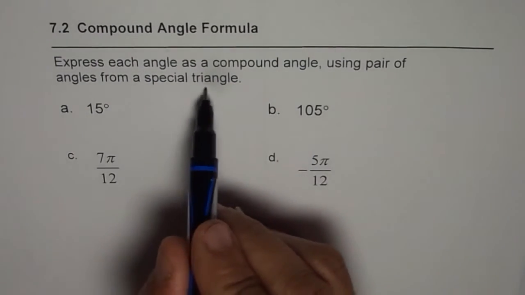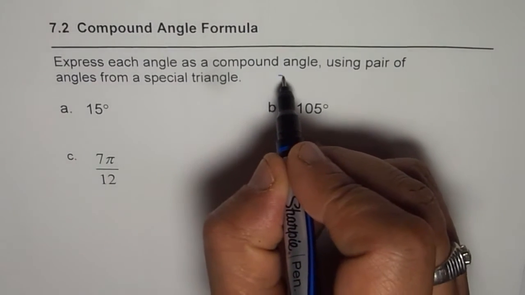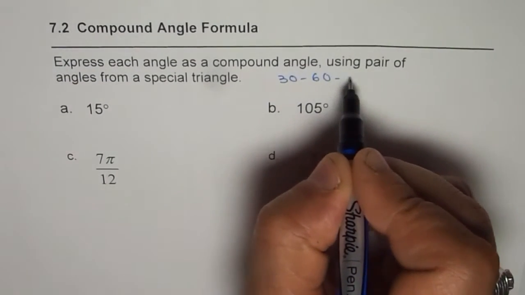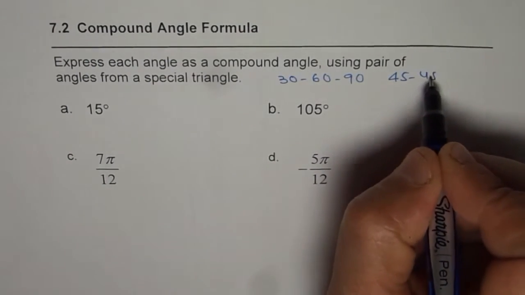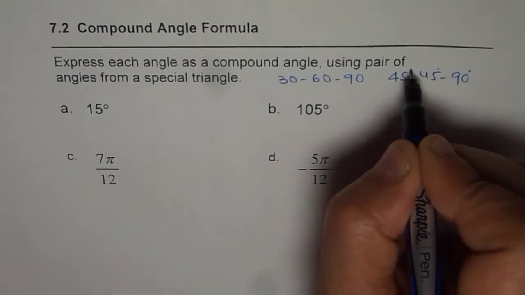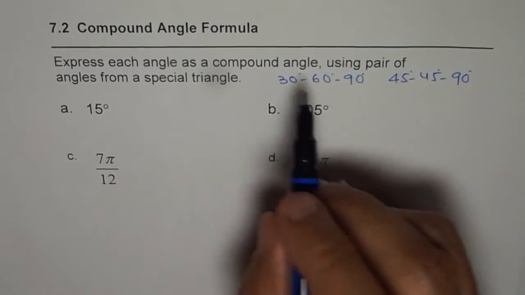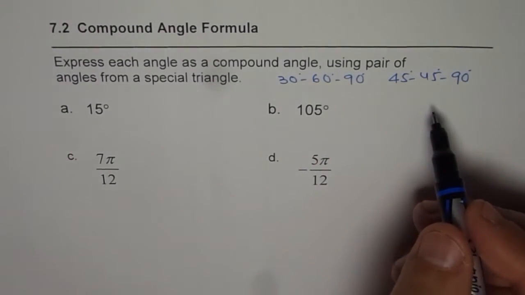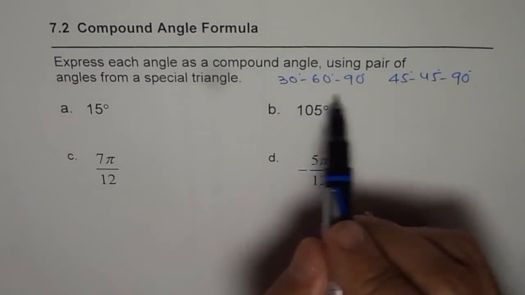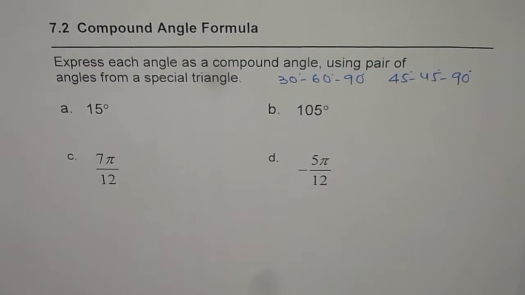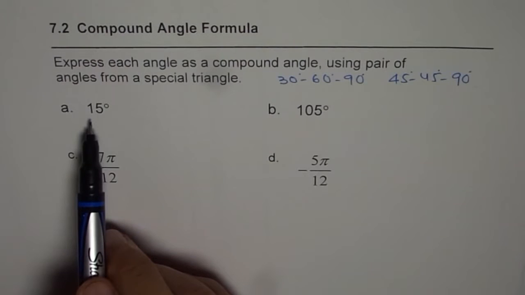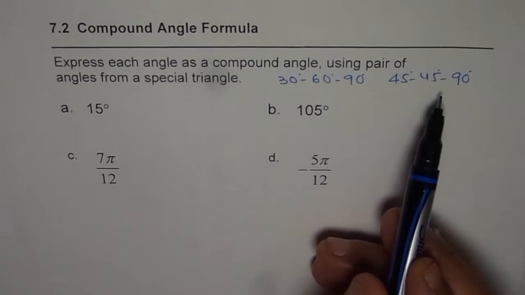Now when we say special triangles, then we are talking about 30, 60, 90 or 45, 45, 90 when we are saying in degrees, correct? And of course you can write them in radians also. So combination of these triangles, these angles for a triangle, gives you exact values for trigonometric ratios. Now the idea here is to write each angle as a combination of these angles, right?